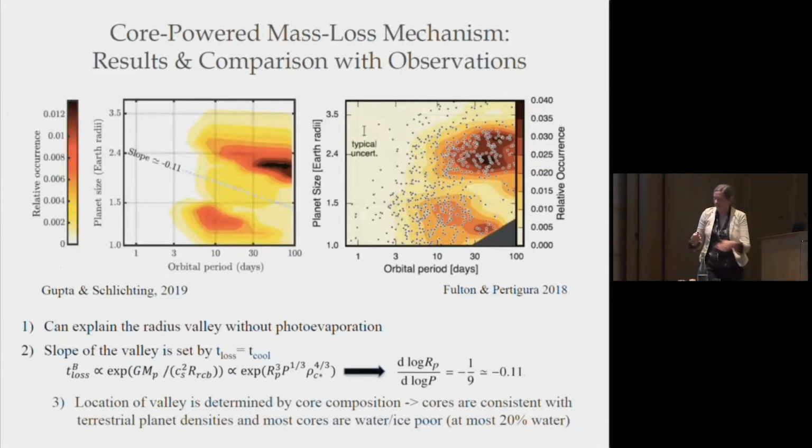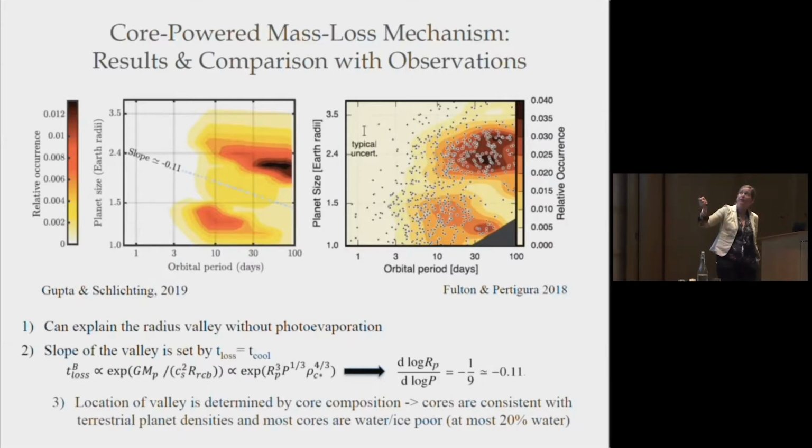He repeated the same model, but just plotted this now in 2D to do a comparison. And again, I think he finds a very good agreement with observations. Specifically, we get a similar slope in this radius valley as the observation. It's very easy to understand where the slope comes from in the core-powered mass loss mechanism.